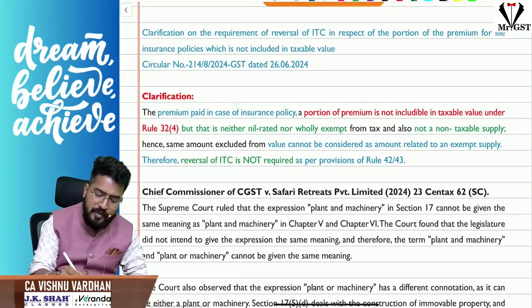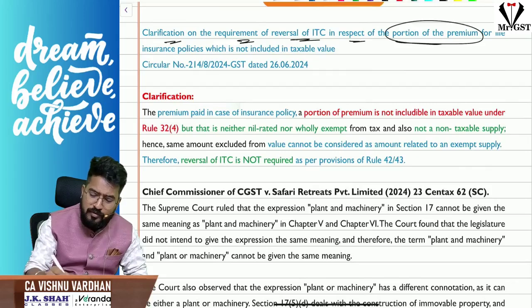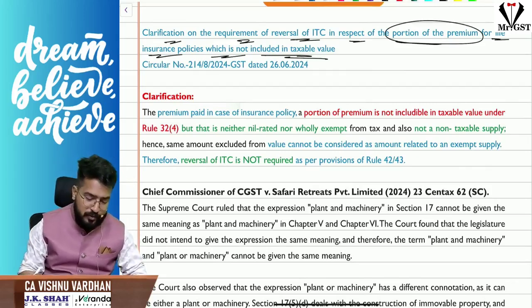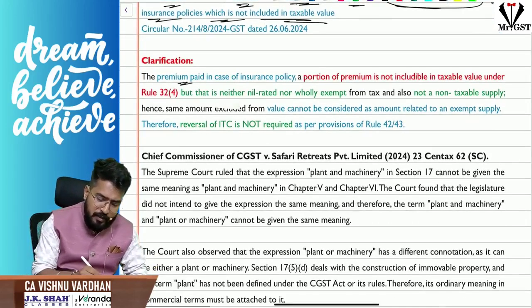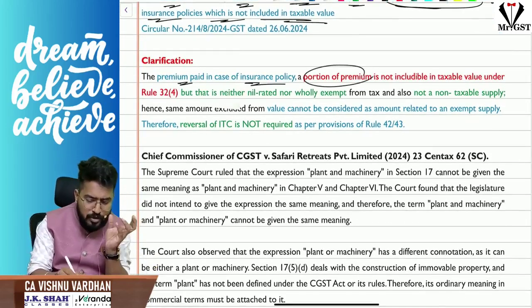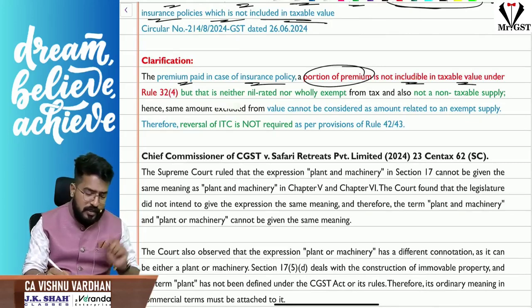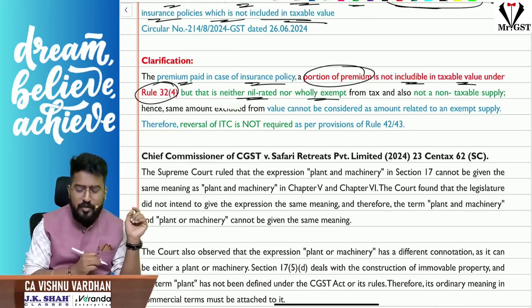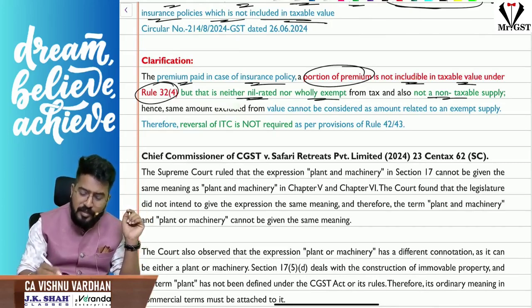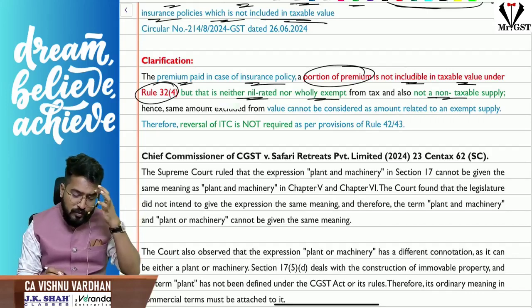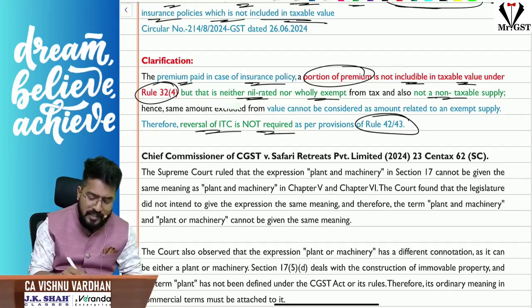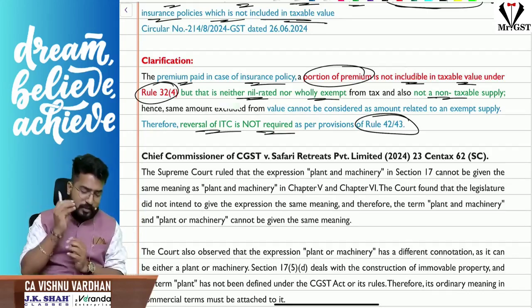The clarification is on the requirement of reversal of ITC in respect of the portion of the premium for life insurance policies which is not included in the taxable value. Understand, in the premium paid for an insurance policy, some portion is not included in the taxable value because of the valuation rules. This is neither a nil rated nor wholly exempt supply, and not a non-taxable supply. So you will not get a situation where rule 42 or 43 comes into picture and you need to reverse ITC. That is what they are trying to tell.